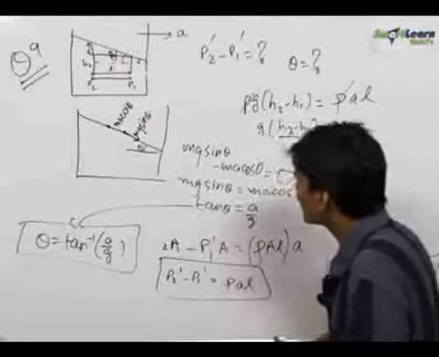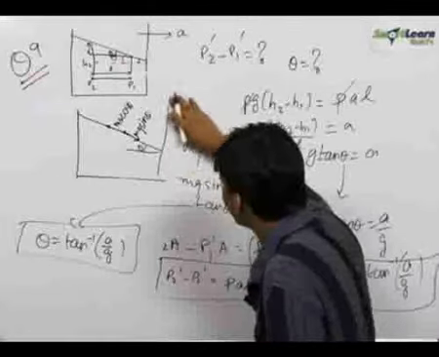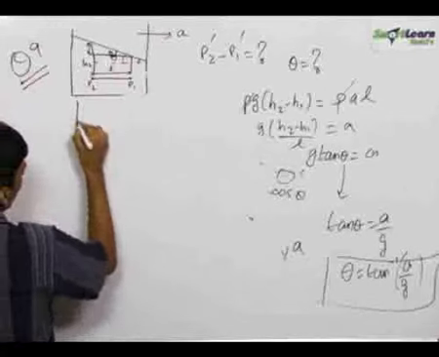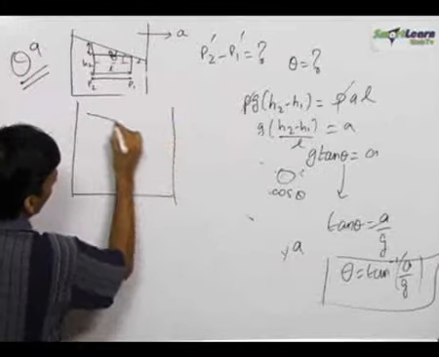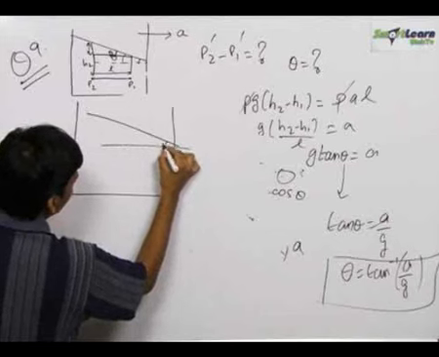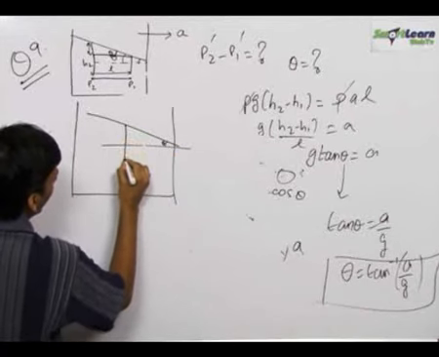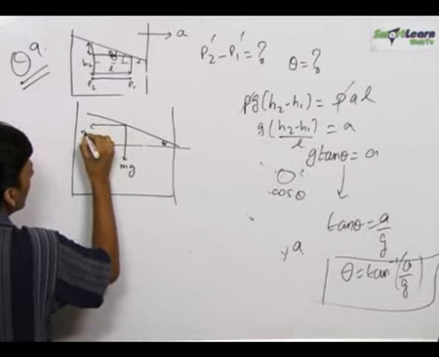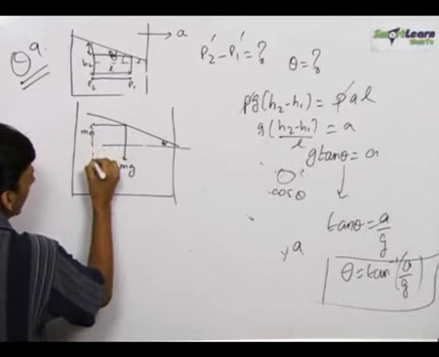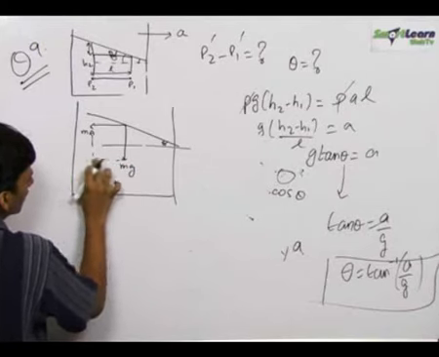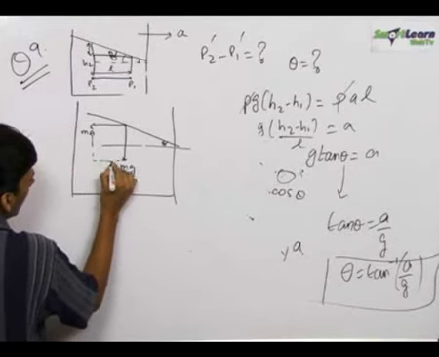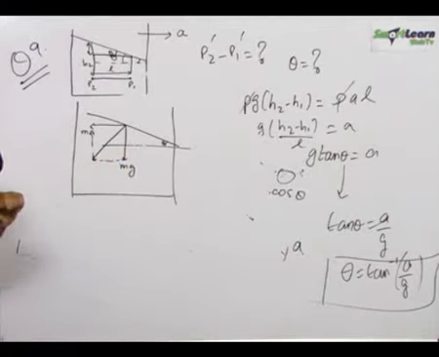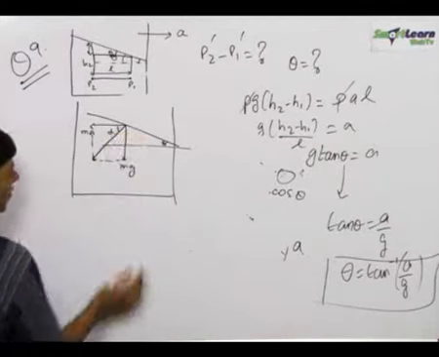After finding this, let me show you another thing. This angle was theta, mg was acting in this direction, ma was acting in this direction. Both these forces are constant. The resultant comes in this direction. Let this angle be alpha.